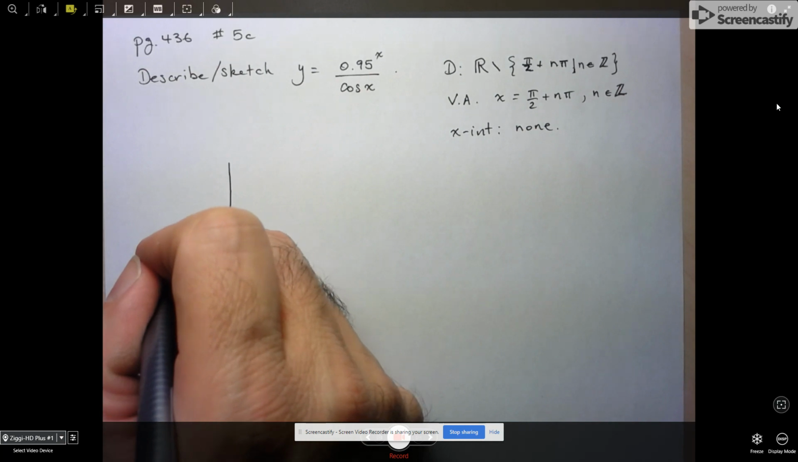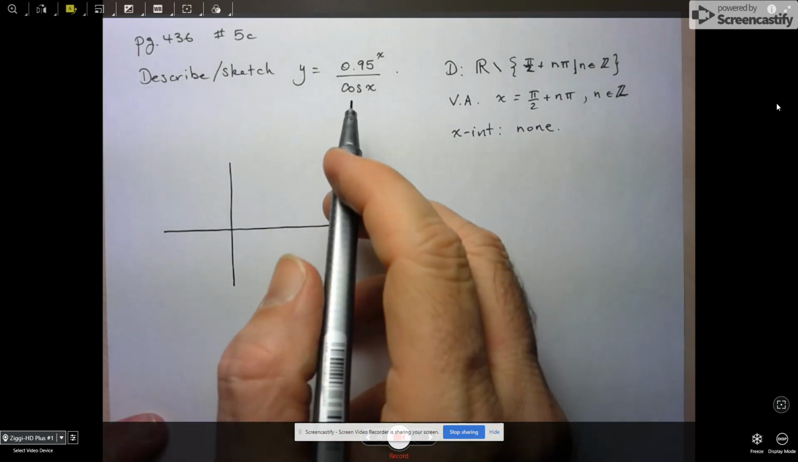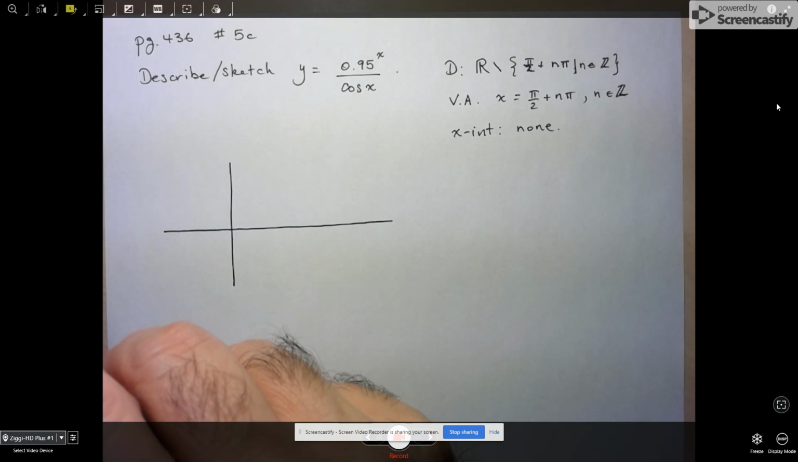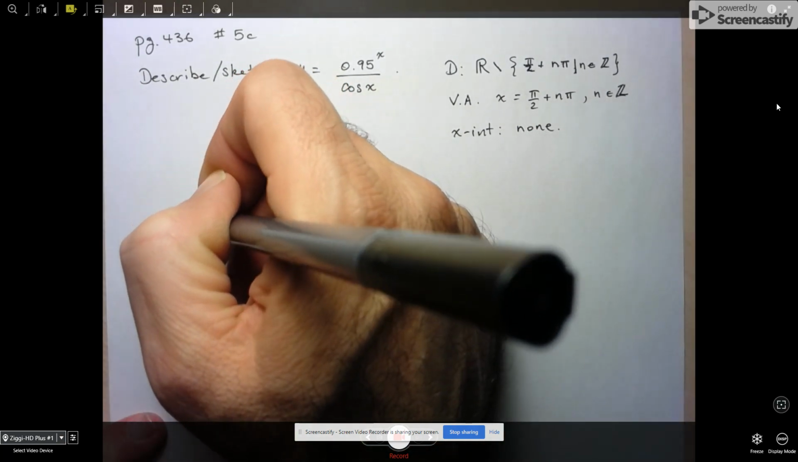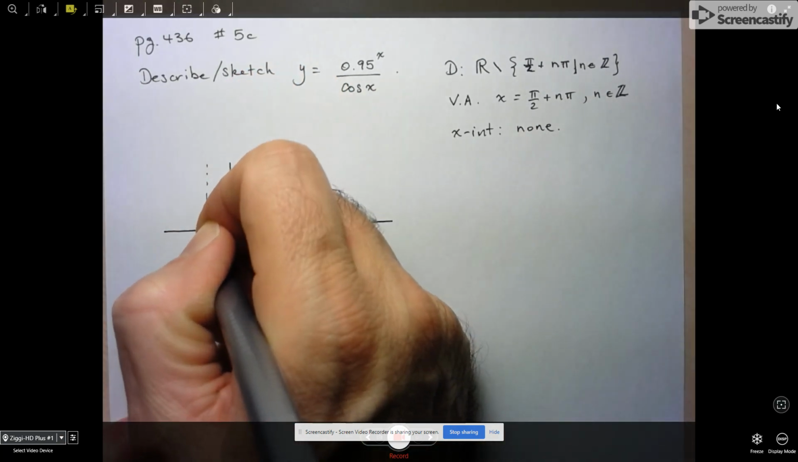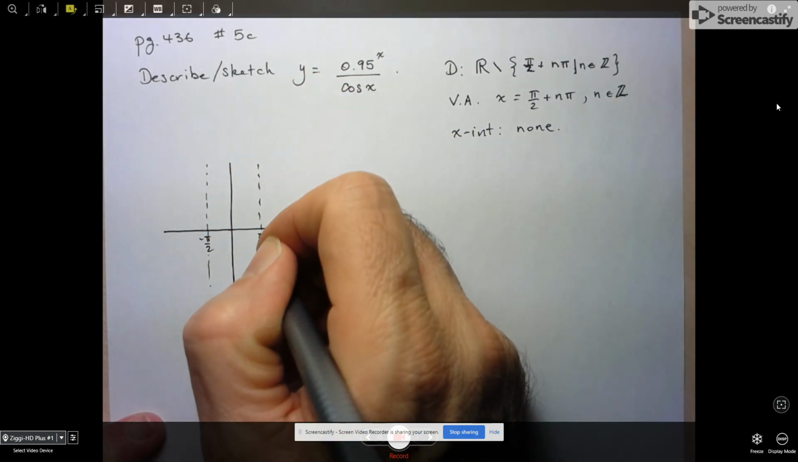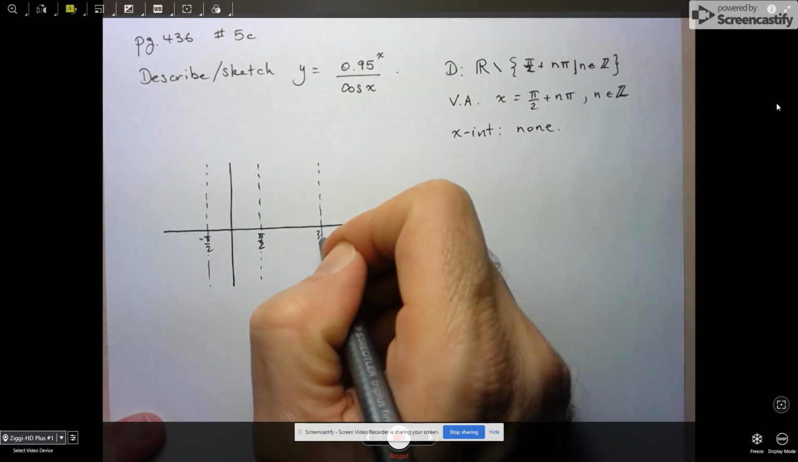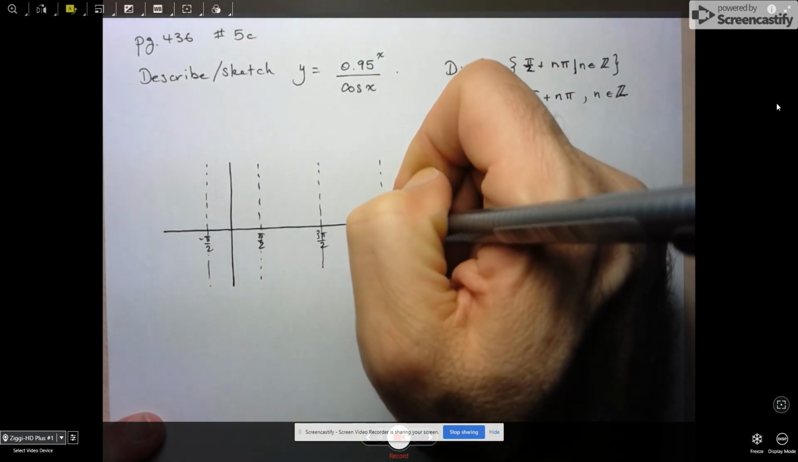One thing I know is that there are definitely going to be some sort of periodic qualities to this function. It might not be a periodic function, but I know I'm going to have some ups and downs based on this cos x. So let's start by inputting some of these vertical asymptotes. Let's say this would be negative pi over 2. Then we've got another vertical asymptote at pi over 2, and then 3 pi over 2. Then let's maybe put one more here, I guess this would be 5 pi over 2.